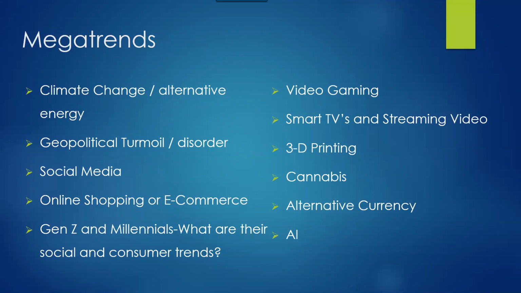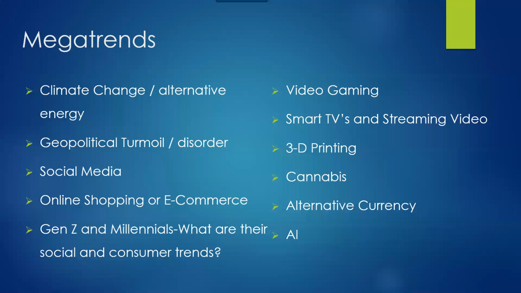One would be the whole idea of climate change and alternative energy, which has been really hot and in the recent market correction has remained pretty hot. Geopolitical turmoil, any kind of disorder would give opportunities. Of course, the whole idea of social media and all the social media instruments. The fact that online shopping and e-commerce has really overcome brick and mortar. And then what are the Gen Z and millennials doing? What's their social and consumer trends?